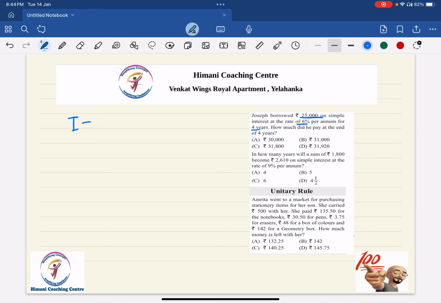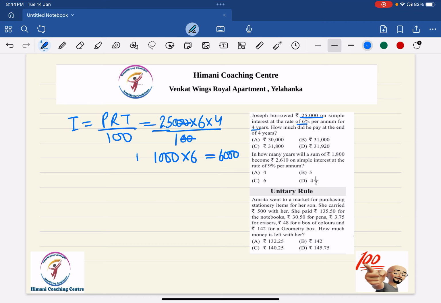Now, what is the formula for interest, students? It is PRT by 100. What is P here? Principal. So let us write principal, which is 25,000. R is rate of interest, which is given as 6%. Time is 4 years. Now let us divide it by 100. So these two zeros knock these two zeros off, and 25 times 4 is 100. So 250 into 4 will become 1000 into 6. So that is 6,000 rupees interest.